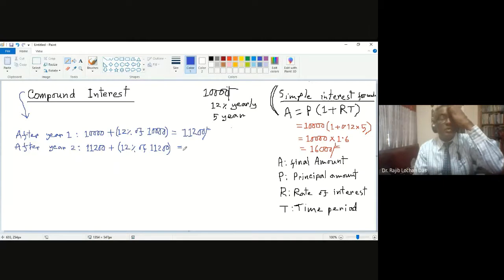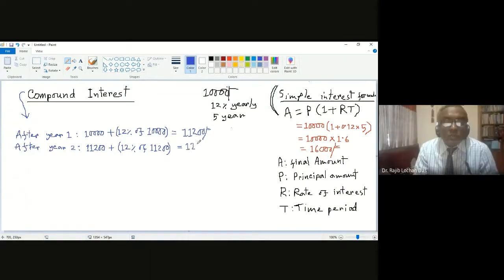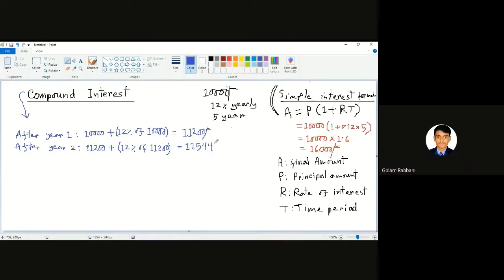So what is this amount? Find out and tell me. What is this amount? Tell me quickly. Sir, 12,544. Okay, so 12,544, and there is point or no point? No point, sir. Okay, good.